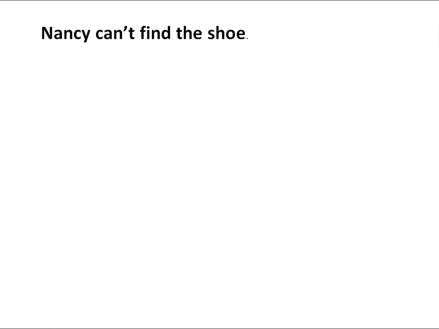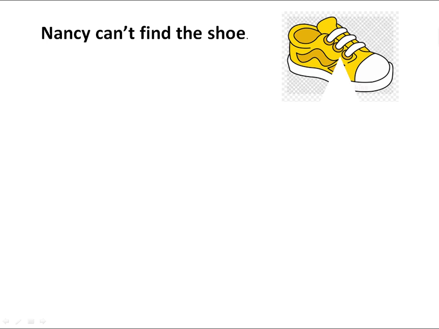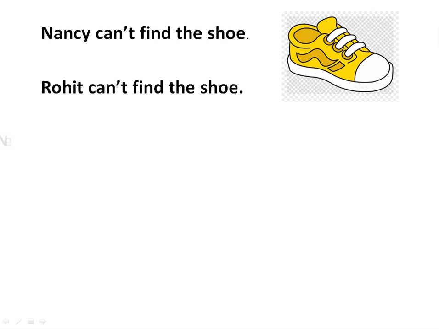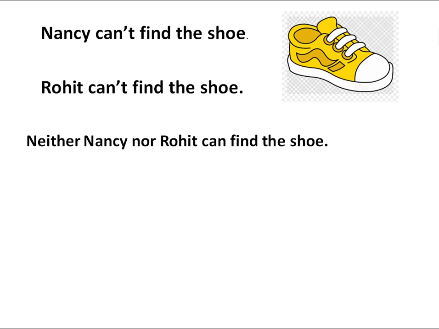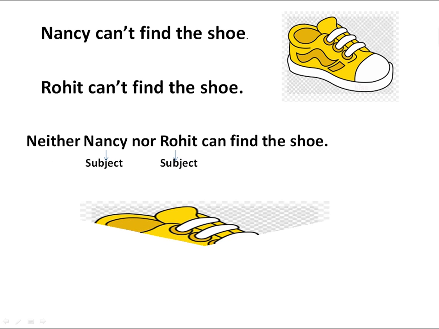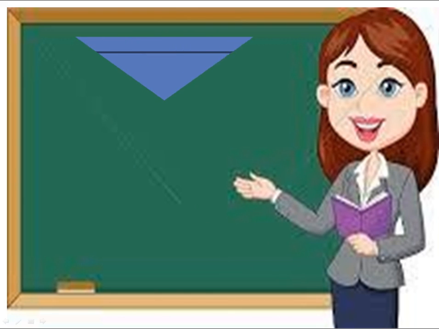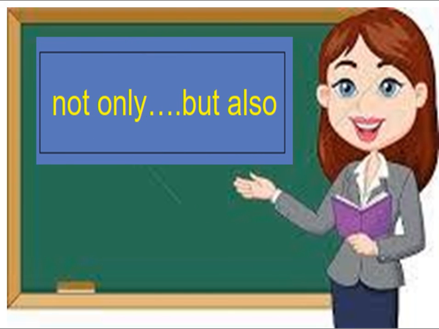Let's look at how we can connect subjects. Nancy can find the shoe. Rohit can't find the shoe. So we could say, neither Nancy nor Rohit can find the shoe. So here Nancy and Rohit are two subjects which are connected using neither and nor. Let's move on to our next, not only but also.